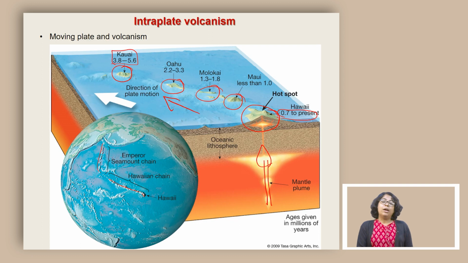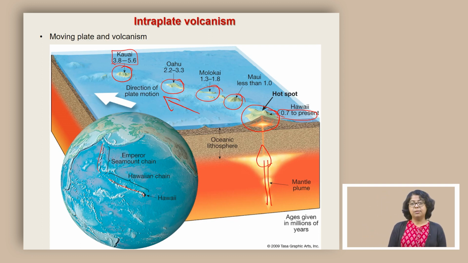So, once you have the ability of dating it, it is also possible in these scenarios to calculate how fast or how slow the plate is moving on top of this fixed point of the mantle plume. The Reunion hotspot close to the Indian plate is also an example of such an activity.